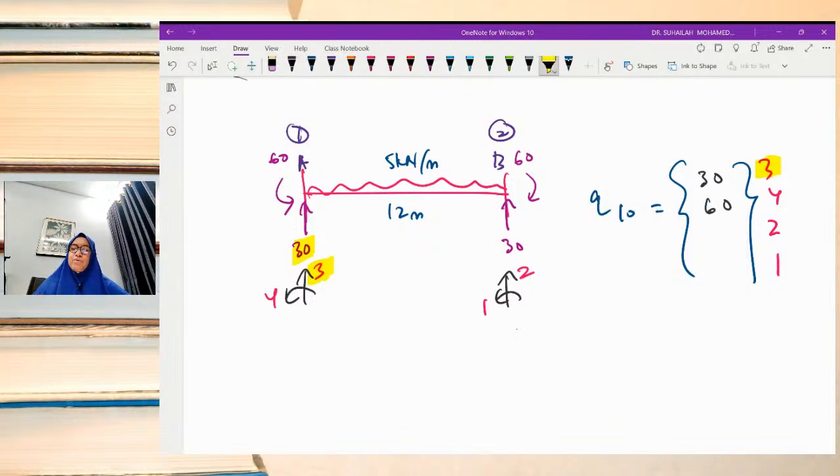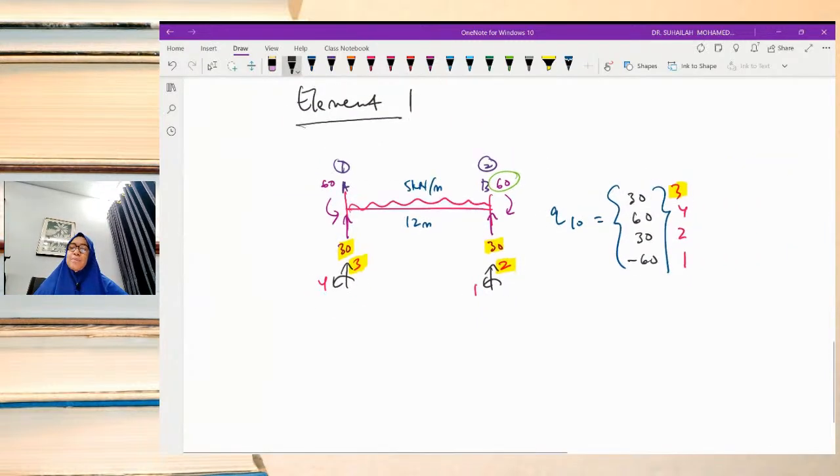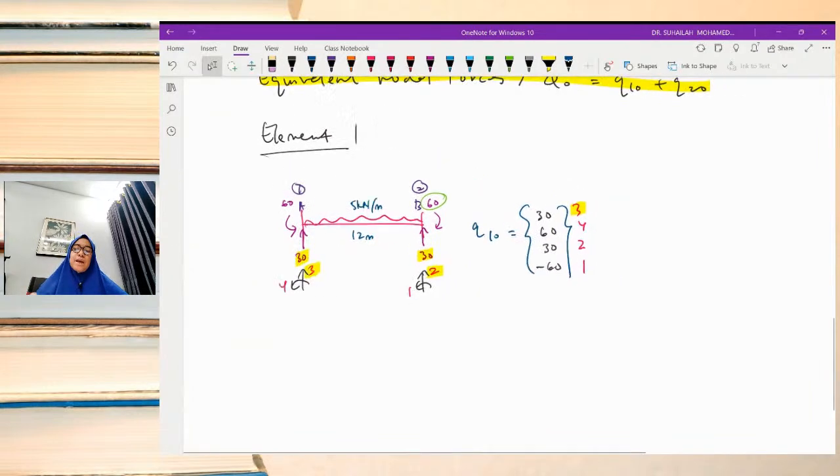Okay, and then we move to 2. At position 2, the value is 30. We just need to compare these two. 30. And for the moment at B, the 60 is opposite to the Z component of DOF 1. So it is negative. Okay, this is for element number 1.